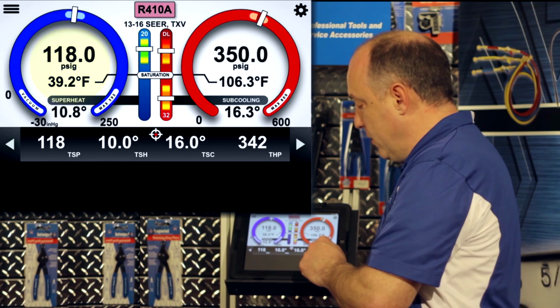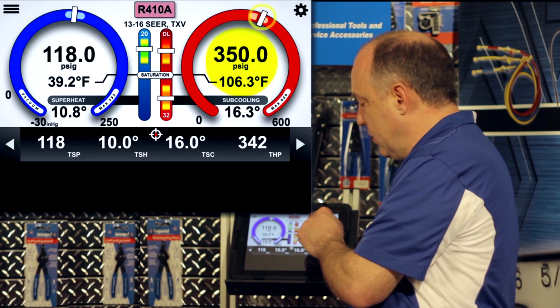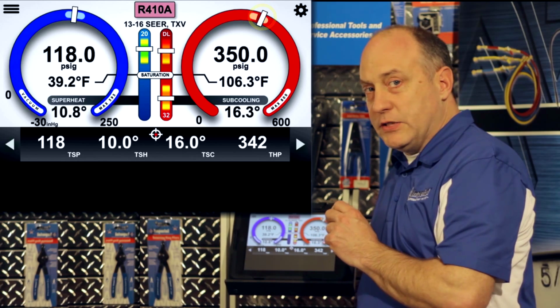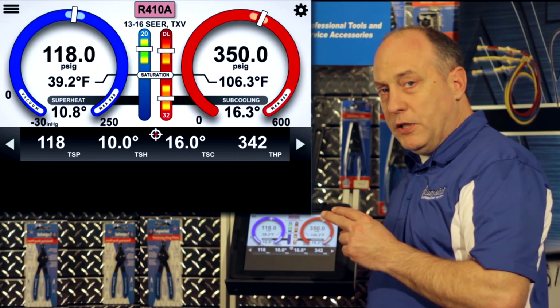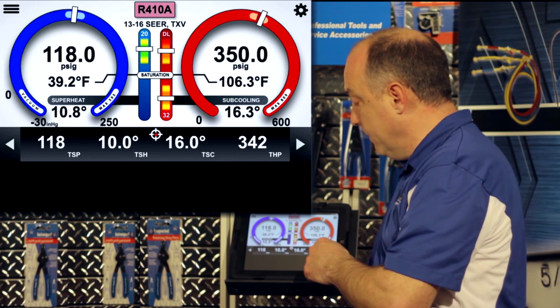On my high pressure though, you can see my target high pressure is 342. I'm actually at 350, but I'm showing just above the center indicator at the top. However, I'm not outside of the tolerance zone. This is plus or minus 3 degrees of saturation temperature, so it's within the target zone.